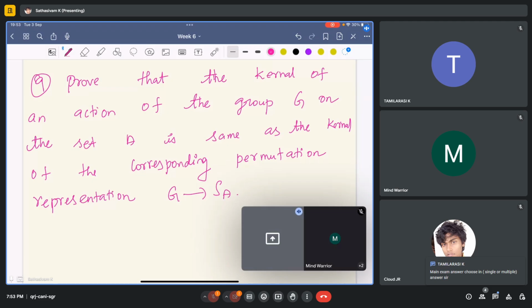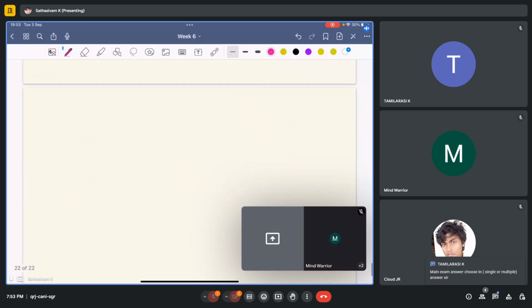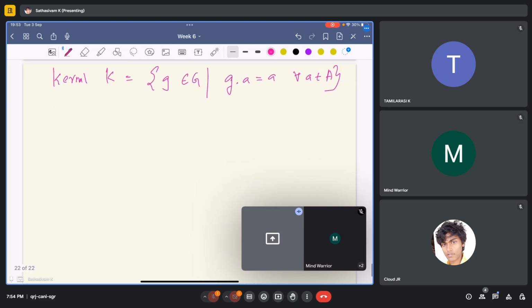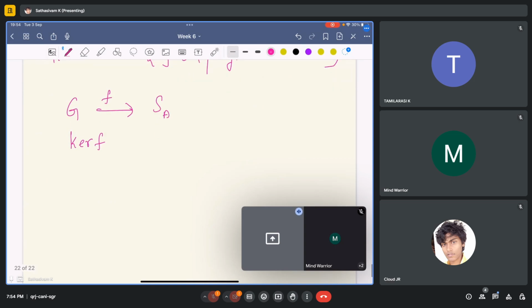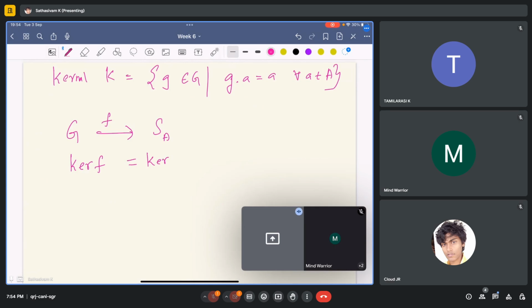Okay, so both kernels are the same is what we are going to prove. So what is the first kernel? Kernel K is the set of all g in G such that g·a equals a for all a in A. Okay, so this is how we define the kernel. Now we have another map, G to S_A, and let's call its kernel the kernel of F. The question says this kernel of F is equal to the kernel we just defined.